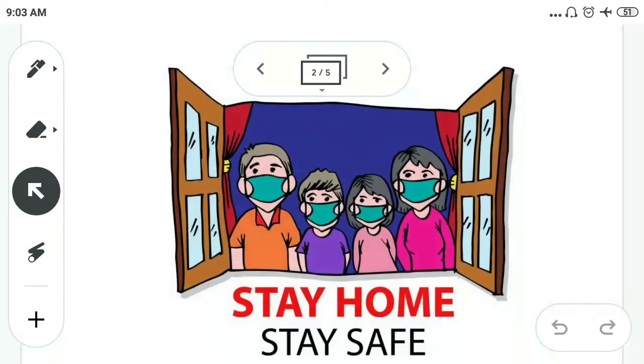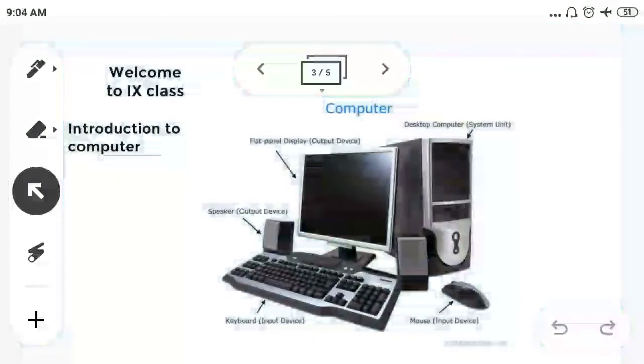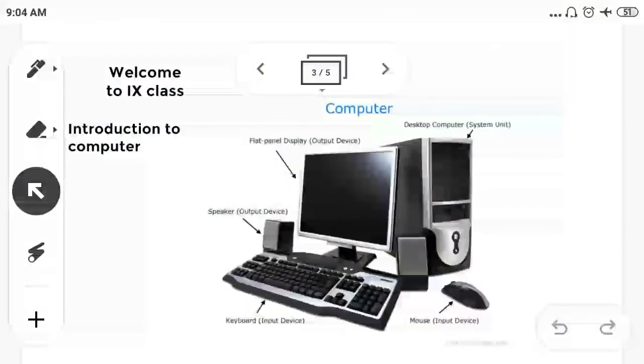So a small encouragement or warning to you. So stay safe and stay home, wear a mask when you go out, keep yourself healthy and keep yourself clean, and be prosperous in your life. So welcome to class 9.